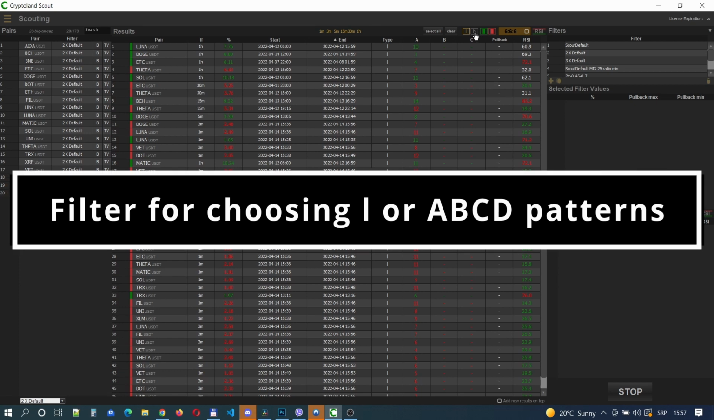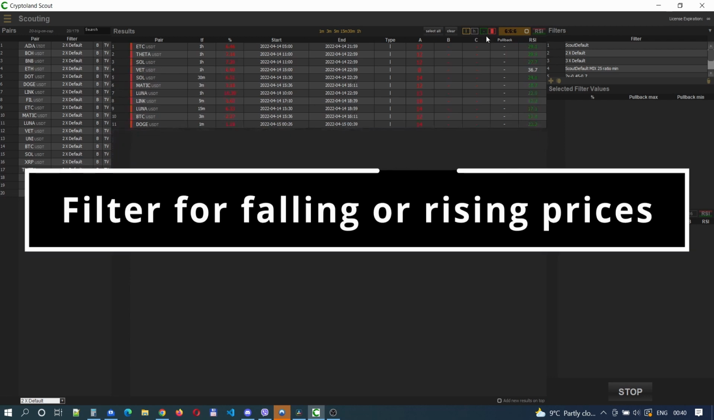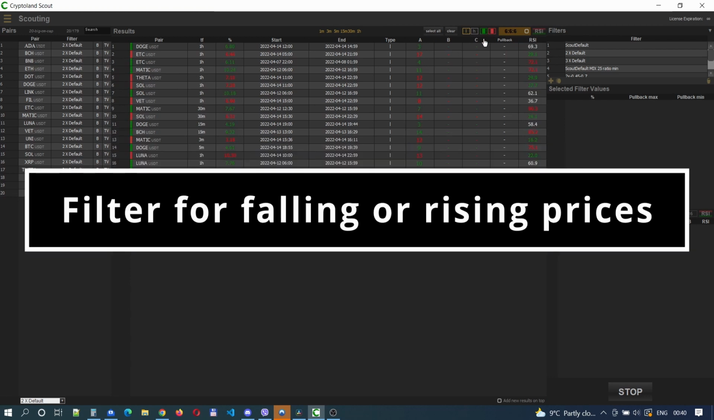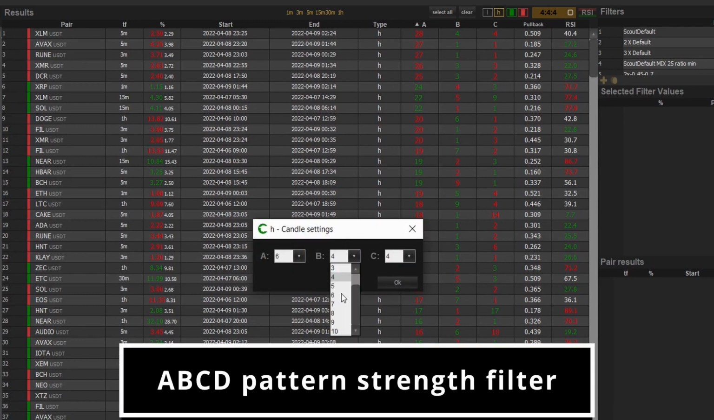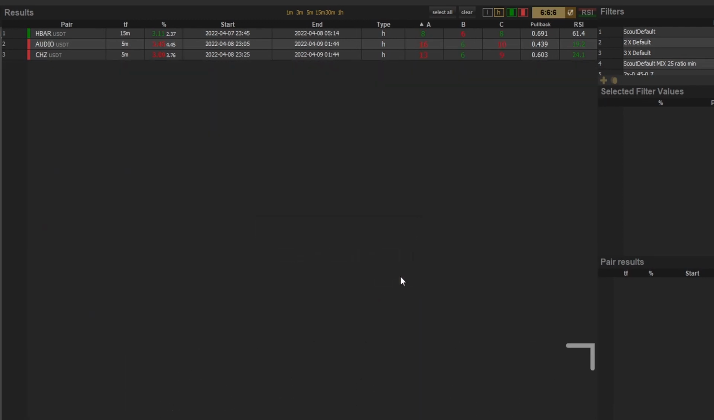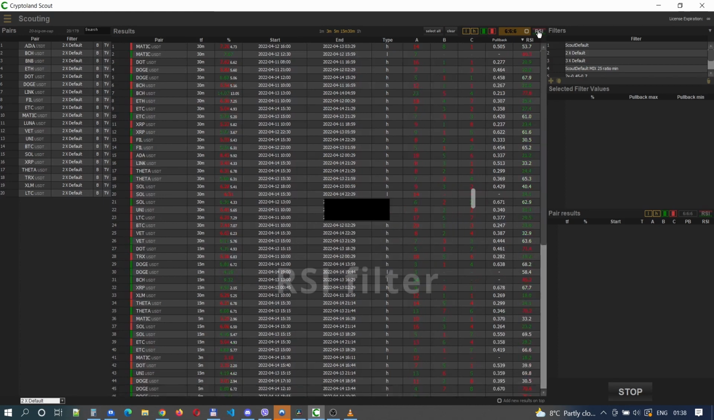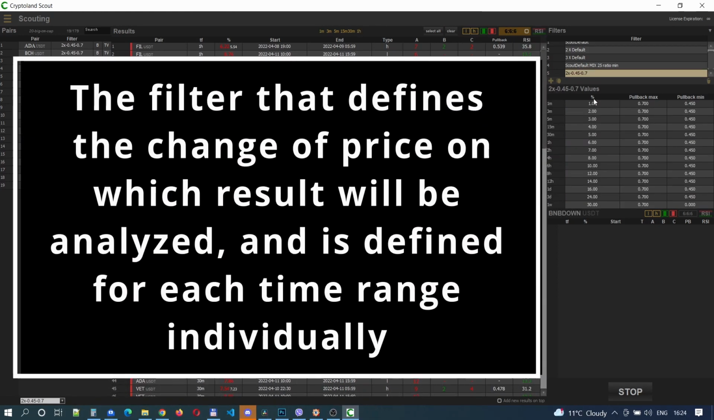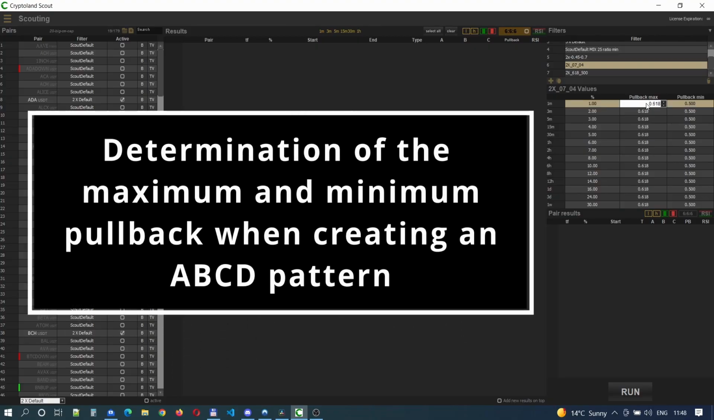Selection filter L or ABCD pattern. Filter for falling or rising prices. ABCD pattern strength filter. RSI filter. The filter that defines the price change on which the result will be analyzed is defined for each time range individually. Filter for maximum and minimum pullback prices when creating an ABCD pattern.